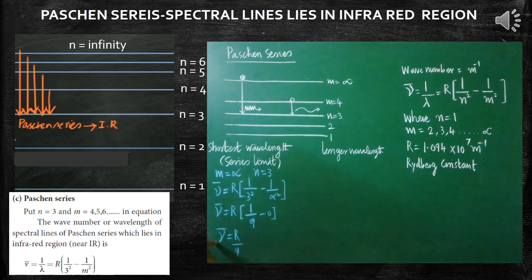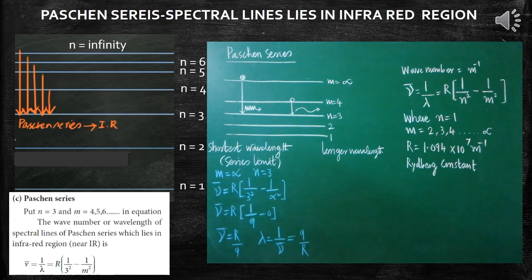So this is the formula to calculate the wave number. To calculate the wavelength of the emitted radiation, this nu bar must be reciprocated. Reciprocal of the wave number is lambda. So after reciprocation, how can the formula be altered? 9 by r is the formula. By substituting r here and there, we are able to calculate the wave number and wavelength of the shortest wavelength radiation emitted in the Paschen series. It is otherwise called the series limit.